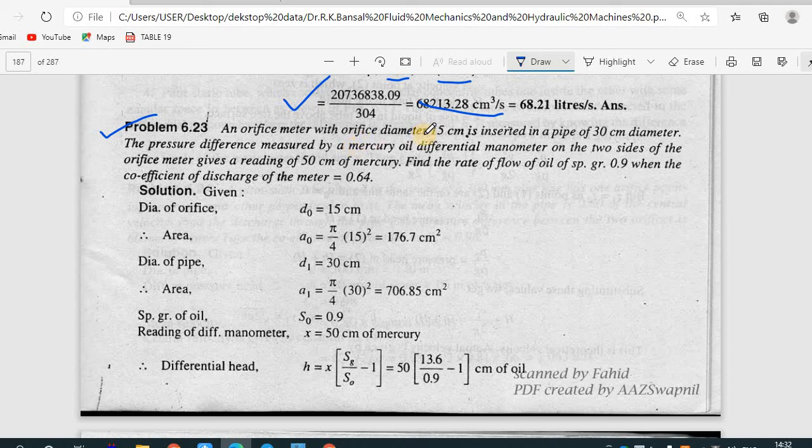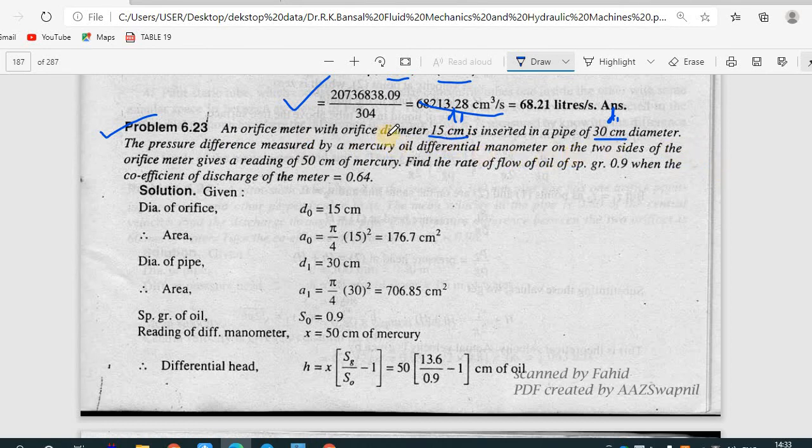An orifice meter with orifice diameter of 15 centimeter. So an orifice meter has been provided, which is having an orifice diameter of 15 centimeter, which is inserted in a pipe of 30 centimeter diameter. So the diameter of the pipe is 30 centimeter. This will be your DO. This will be D1.